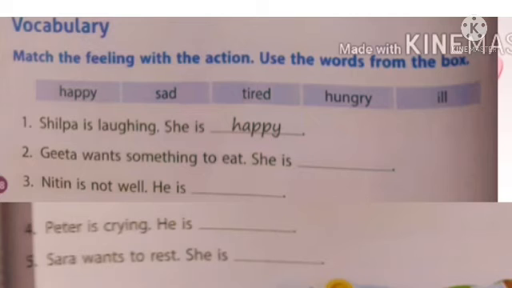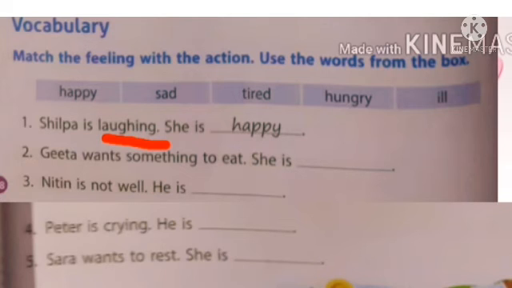I will read the first sentence. Shilpa is laughing. She is happy. In the first sentence, which is the action? Yes, that is laughing. So, when will we laugh? Yes, of course, when we feel happy, we will laugh. So, here they are given the word happy. So, we can read the first sentence like this. Shilpa is laughing. She is happy.